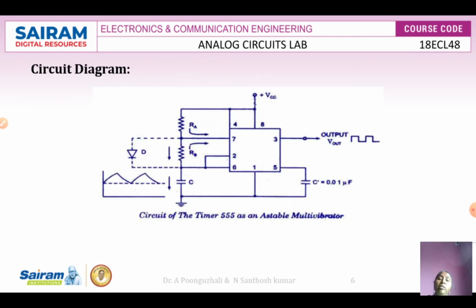So this is the circuit diagram. During the charging path, I will be using RA and RB. When the circuit is switched on, current will flow from VCC through RA, RB and C, and this capacitor will be charged.